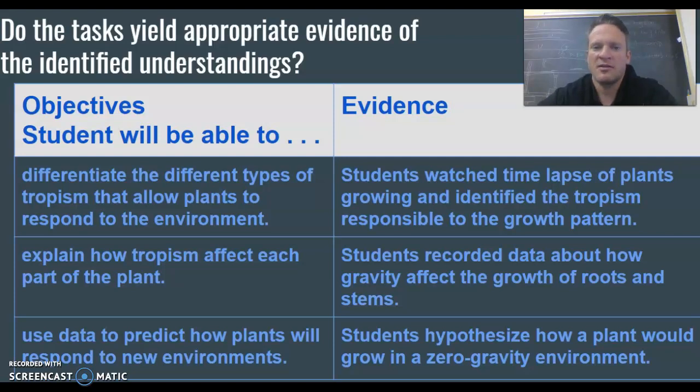In order to meet this objective, the students carried out a lab where they analyzed how gravity affects the growth of roots and stems in corn seedlings. And then use data to predict how plants will respond to new environments was my final objective. After the lab, the students hypothesized how growing plants in zero gravity would change how the plants grew.